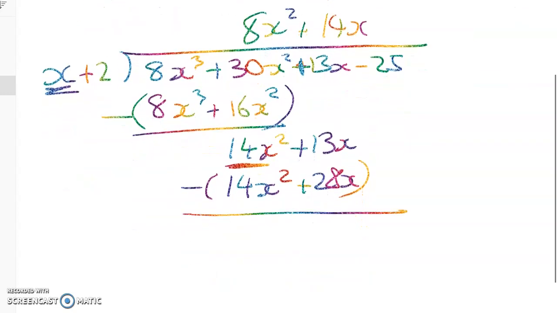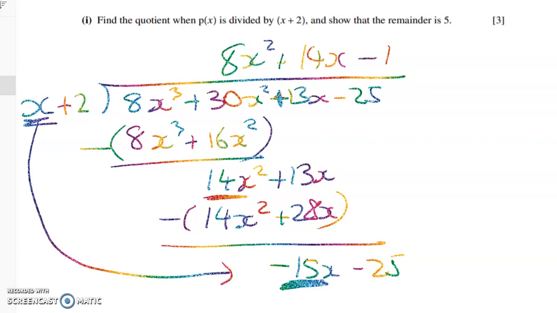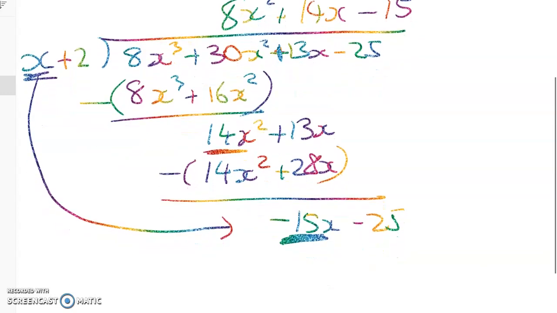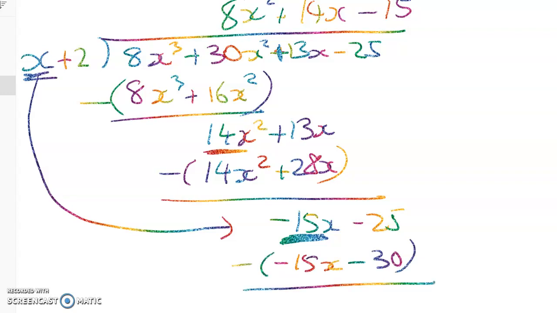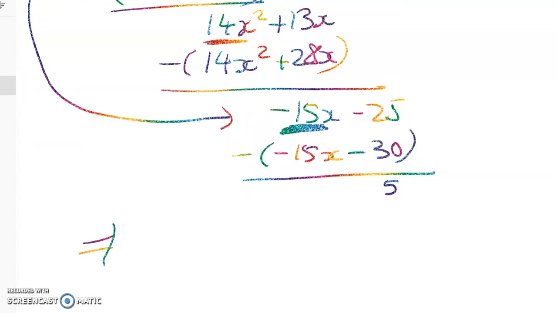Subtract that. We have negative 15x minus 25. So we're looking for what to multiply by to get the negative 15. So it's going to be minus 15 here. So minus 15x minus 30, bracket, subtract. And I've got 25 plus 30, which is 5. And I think this was a show that question where we had to show that the remainder is 5. So therefore, remainder is 5.